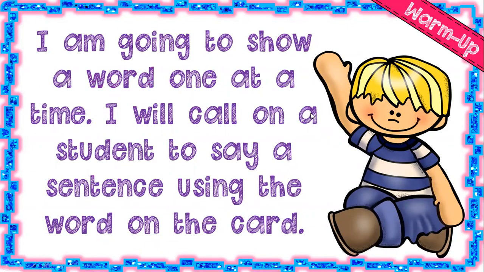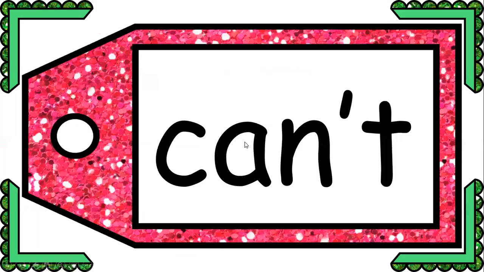I'm going to show one word at a time, and I will call on a student to say a sentence using the word on the card. So if you're a distance learner, you're going to be thinking of these answers, and my face-to-face learners, you are ready to say a sentence using the word on the card. I want you to think of a sentence with this word. This word is can't. And you know, the contraction for can't, the two words are cannot. So an example could be, we can't go outside for recess because it's raining.